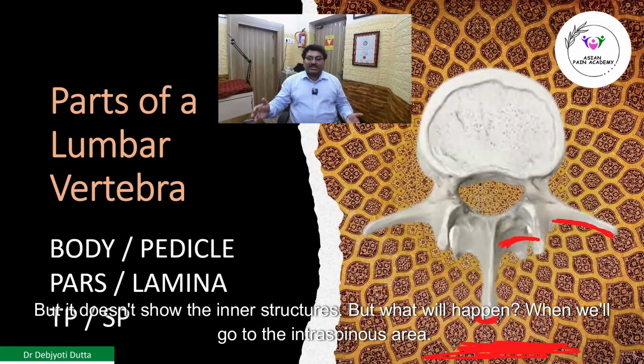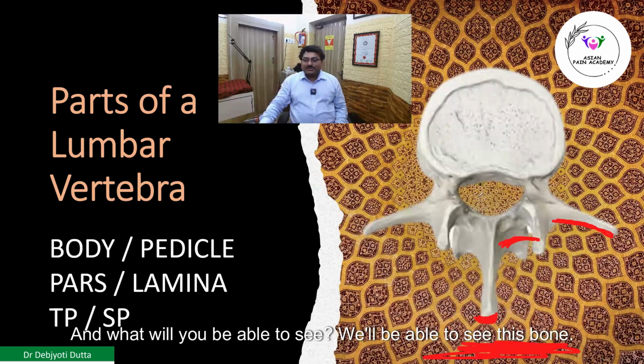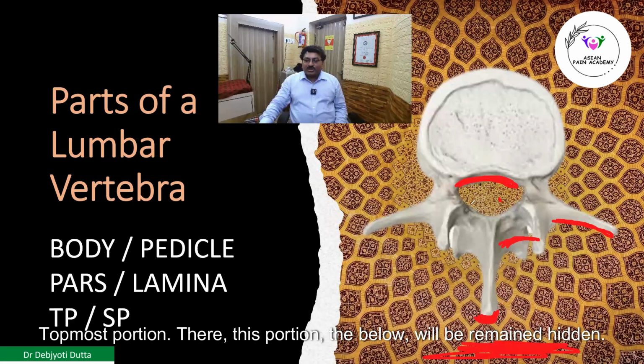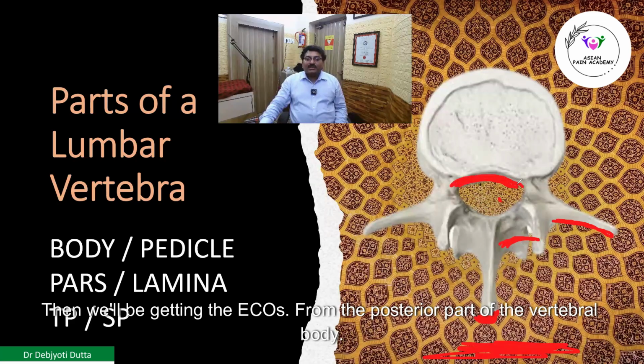But what will happen when we go to the intertransverse area, that means in between two transverse processes? Then we won't be seeing this structure, this red mark we will not be able to see. Then what will we be able to see? We'll be able to see this bone. So over the spinous process, we'll be seeing the topmost portion. There, this portion below will remain hidden by the shadow of the lamina. But as we move to the interspinous and the interlaminar area, then we'll be getting the echoes from the posterior part of the vertebral body.